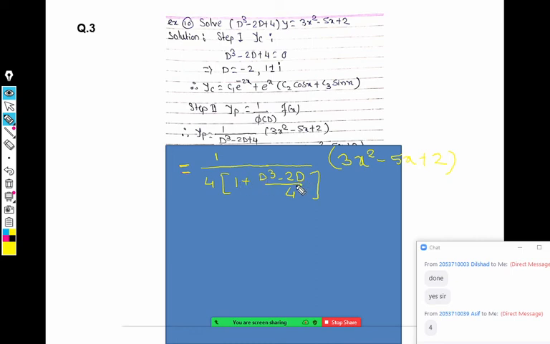1 upon 1 plus t form. How many terms should we write for powers of t? It is a second degree equation, so we should write up to t square. So let me expand this bracket.